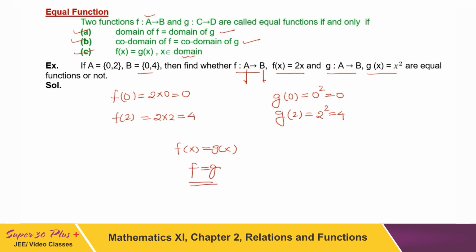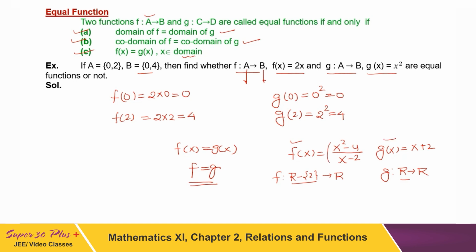Let us consider one more example. f(x) equals (x square minus 4) upon (x minus 2), and g(x) equals x plus 2. You have to check whether the functions f(x) and g(x) are equal or not. Here it is given that f is defined from R minus {2} to real numbers and g is defined from R to R. As we know, the domains of both functions are not equal. That's why the functions f(x) and g(x) are not equal functions.